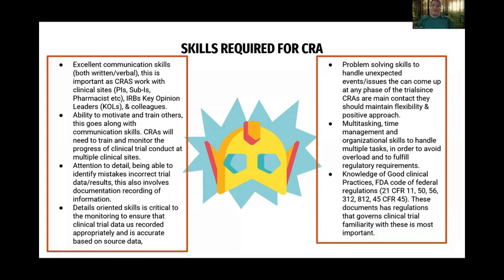Next, we have the knowledge of good clinical practices, FDA Code of Federal Regulations. We have the 21 CFR Part 11, Part 50, Part 56, 312, 812, 45 CFR 45. These documents have regulations that govern clinical trial familiarity, and these are most important.